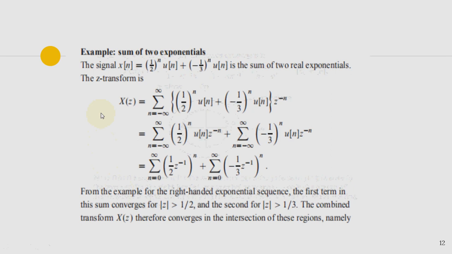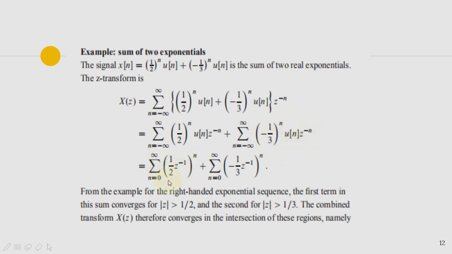So let us take the sum of two exponential sequences. The sequence is 1 by 2 raised to n u of n plus minus 1 by 3 raised to n u of n, which is the sum of two real exponentials. So take the Z transform of this, that is, summation of the sequence into z raised to minus n. You will get the summation of 1 by 2 raised to n u of n z raised to minus n, plus summation n equal to minus infinity to infinity of minus 1 by 3 raised to n u of n z raised to minus n.